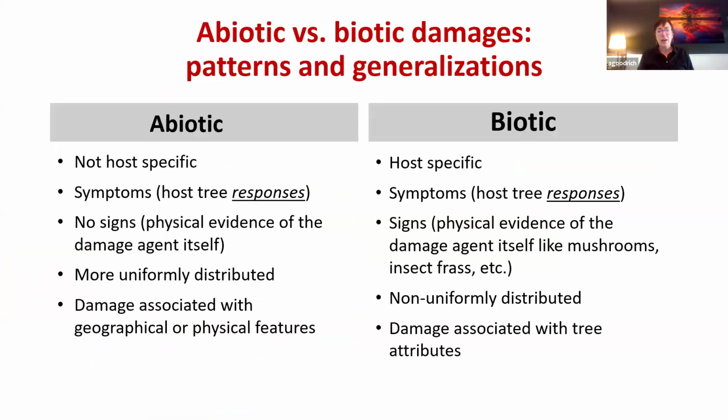So when we think about abiotics, I wanted to talk about some patterns and generalizations, because we're often just out there trying to figure out when an abiotic event occurs, and it takes a little bit more investigation to figure out what's going on. When you think about abiotic damages, often they are across several species, so they're not necessarily host specific. Now, some species are more tolerant or less tolerant to things like water deficit or frost damage, but all trees are susceptible to those abiotic events.